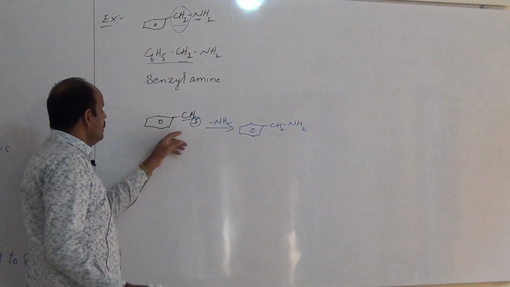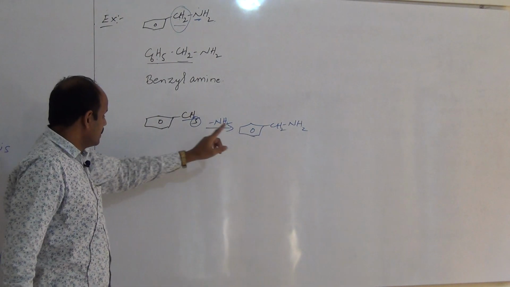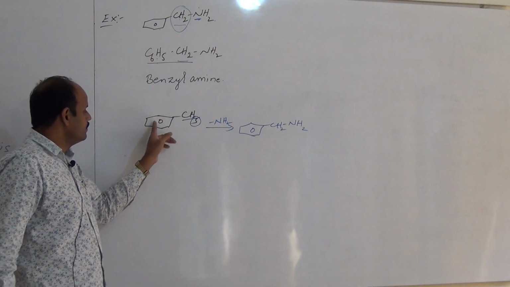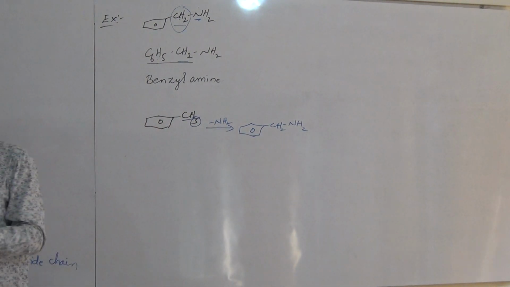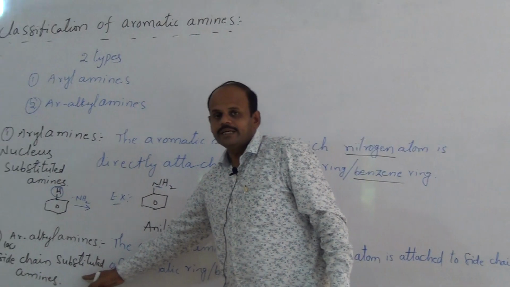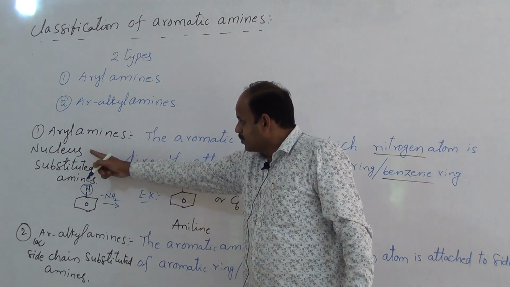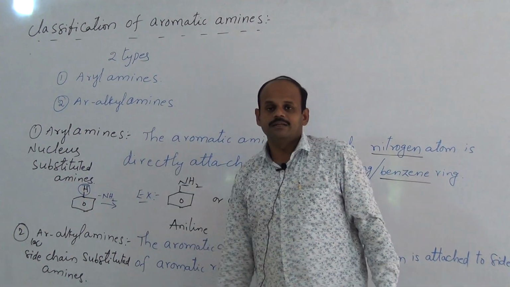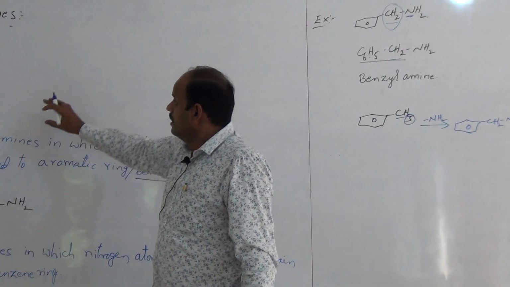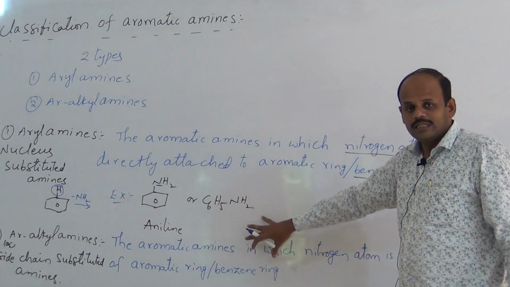This only, no? Instead of one hydrogen, an NH2 group is substituted. Hence substitution takes place at the side chain of the benzene nucleus. Hence these aralkyl amines are also called side chain substituted amines, whereas aryl amines are also known as nucleus substituted amines. Hence aromatic amines are classified into two types: aryl amines and aralkyl amines.